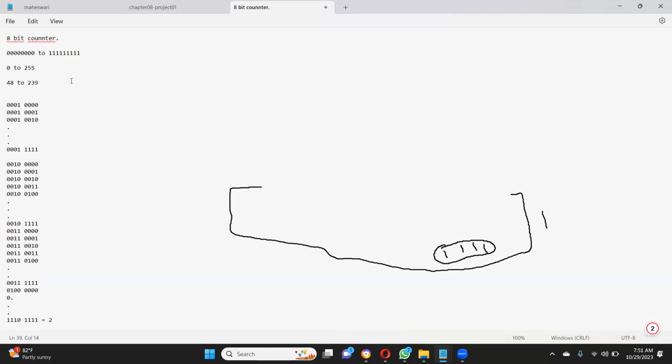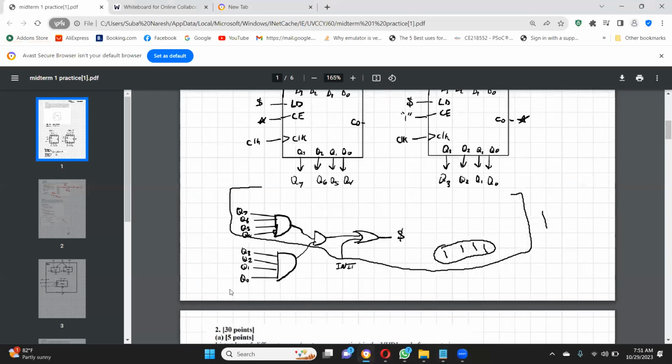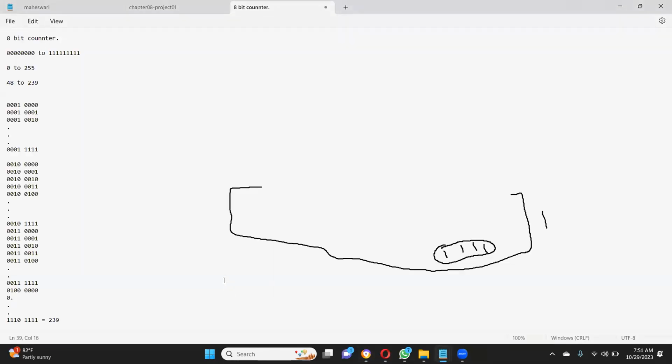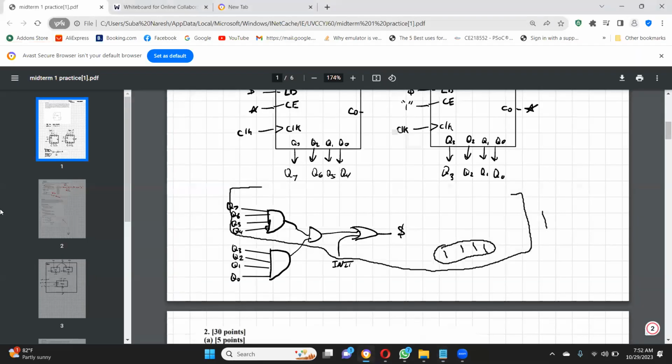So when I reach this stage, the circuit is given to the AND gate, right? After this, I should not count. After this, it should become what? Reset, right? Do you understand? So for this to happen, I have connected all these bits to Q7, Q6, Q5, Q4, Q3, Q2, Q1, Q0 of AND gates, and then AND gate and OR gate. That's it. Easy, right?